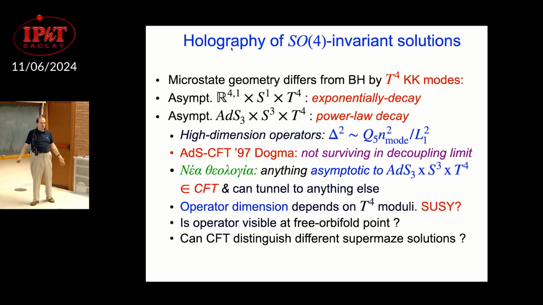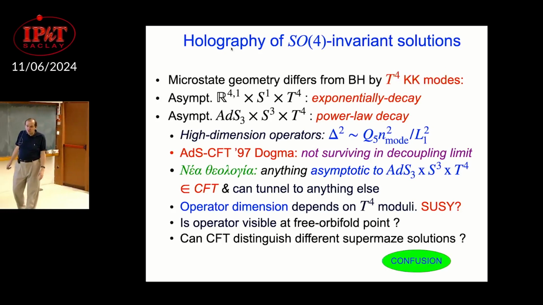I keep on asking CFT people, Eric, I ask him, and all the people who do CFT, in the D1D5 CFT, can you see these beasts? Can you see these operators? Maybe they are not renormalized, maybe they are not protected, I don't know. But this is what's going to distinguish microstates from other microstates. This kind of web is the web of these beasts. It's not going to be normal AdS3 times S3 times T4 beasts.